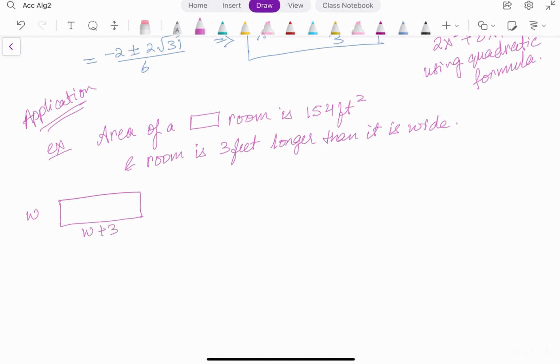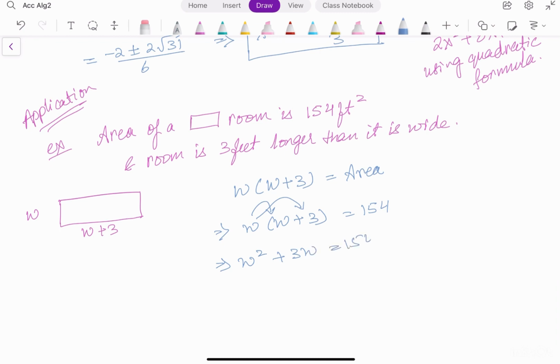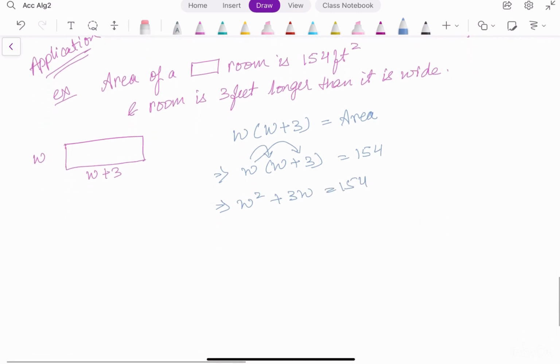So as you know, the area of a rectangle is length times width. So length is, in this case, w plus 3. Can I rewrite everything for the area? So length times width, that means w times w plus 3 is area. Area is given as 154. Let's plug everything back in the equation. So distribute w with w and w with 3 as well. So w squared plus 3w is equal to 154. Now this is a beautiful quadratic.